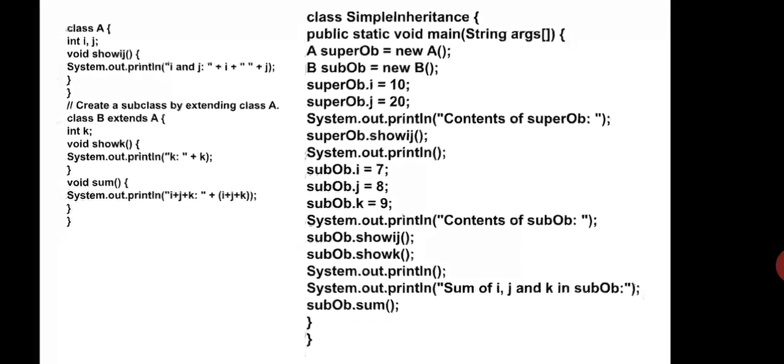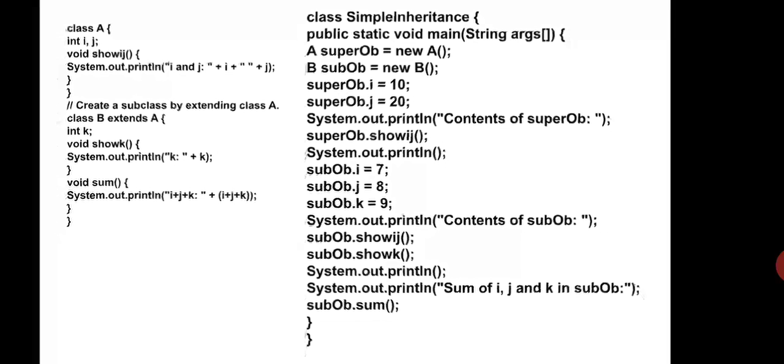Now using that object of class A, you are calling the showij method. I already said that superOb is holding the values of i and j, 10 and 20. Implicitly those values 10 and 20 will be passed to the showij method, which will print the i and j values. After that the control will come back to the main method, and you are going to go for System.out.println, so one new line you are going to print.